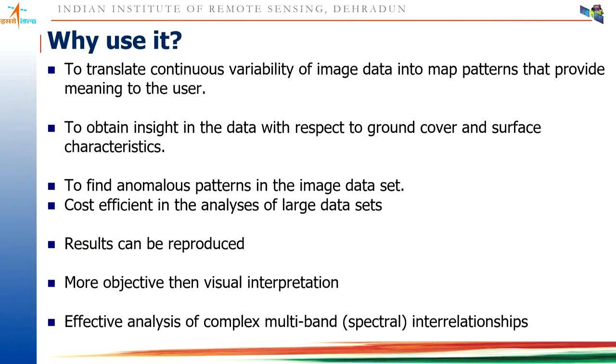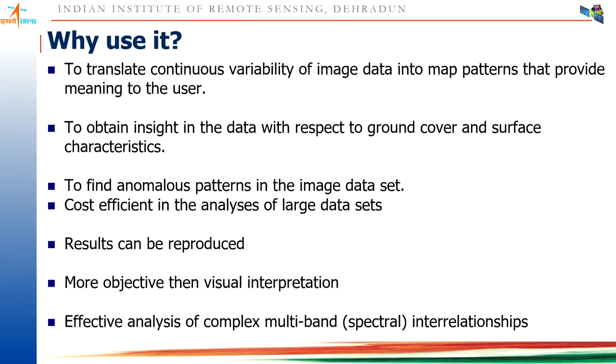Now, why should we go for digital image classification? As I have already told you, there are so many combinations of pixel values that can be there in my data set. So, to translate this continuous variability of image data into map patterns that provide meaning to the user, the ultimate aim of getting data is to generate knowledge out of that data.